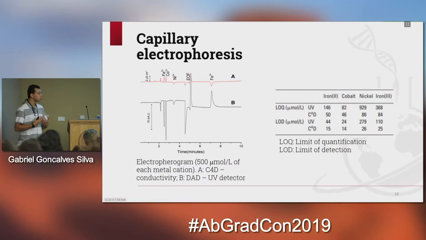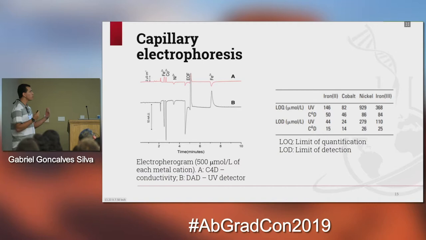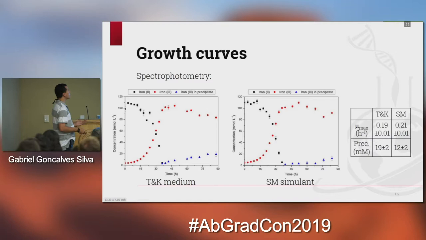So here are the results. First, we were able to develop this new capillary electrophoresis method, so we were able to find exact concentrations for iron 2, cobalt, nickel, and iron 3 in just one run of the equipment. And we have a very low limit of quantification, so we can make it work even for lower concentrations, working in space.